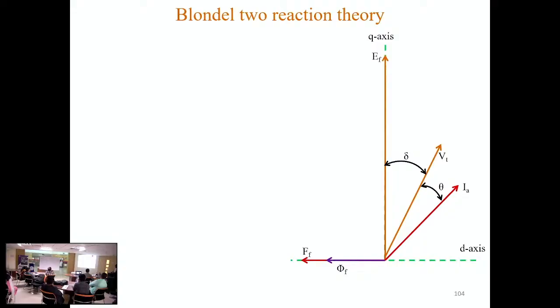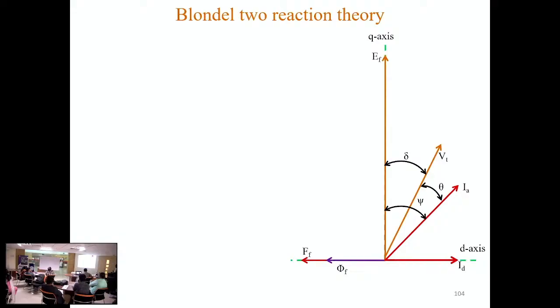That is the sum of theta plus delta in case of a lagging load. If the load is leading, psi will be theta minus delta. In case of a unity power factor load, delta and psi will be the same. So here, for the lagging load, psi is delta plus theta.